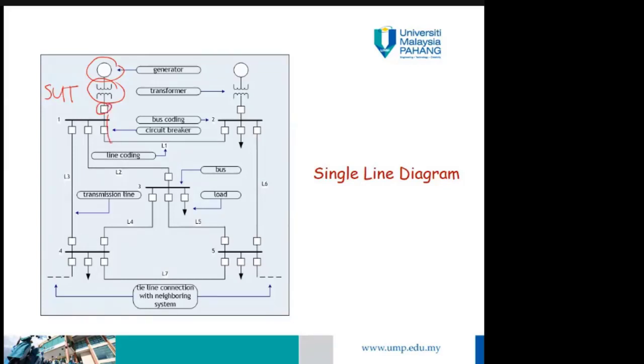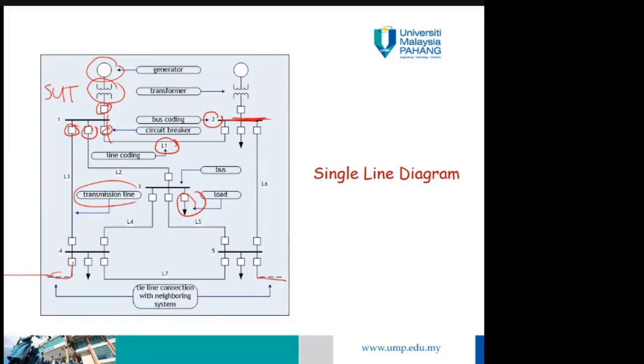We have the circuit breaker. This is the transformer. This is the bus bar. Then we have the line. This is the transmission line. And then what else? The line connection with the neighbor. So this is the connection with other networks. This is an example of a single line diagram.